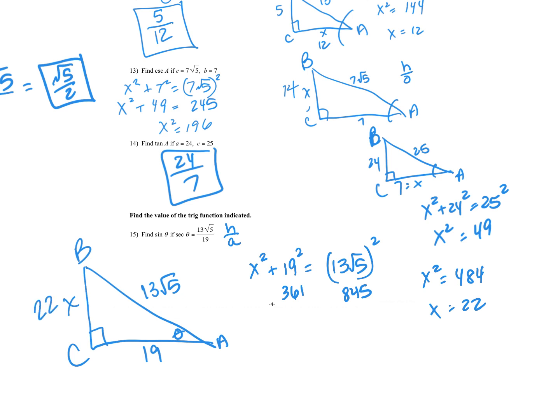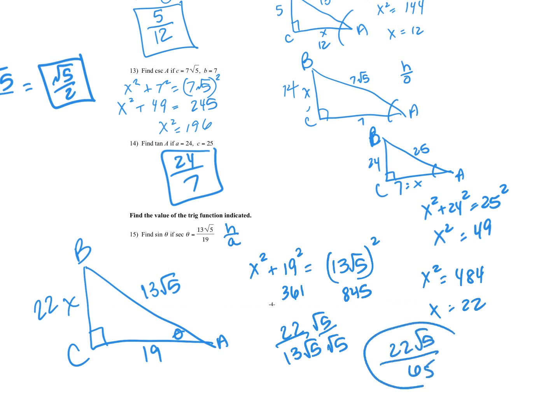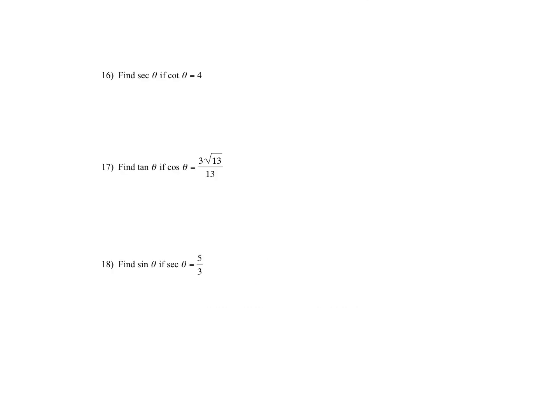And now they want the sine of that, which would be 22 over the hypotenuse. Can't have a radical in the basement. So it's 22 root 5 over 65. And that is your final answer. It cannot be reduced.